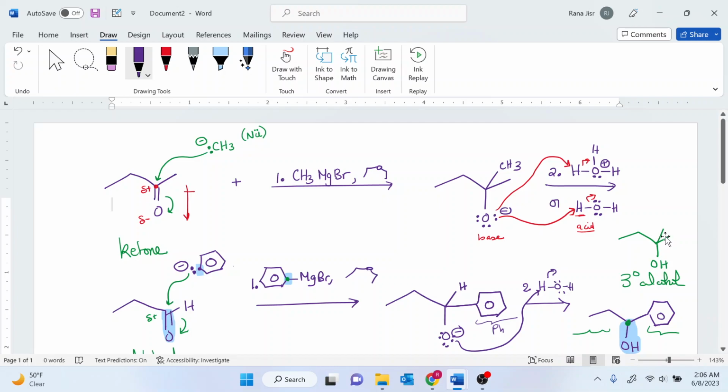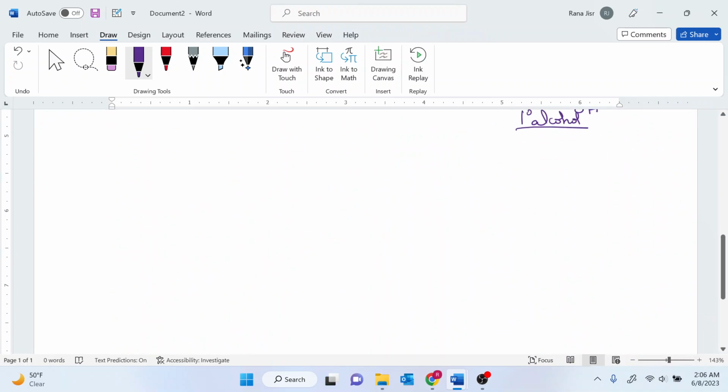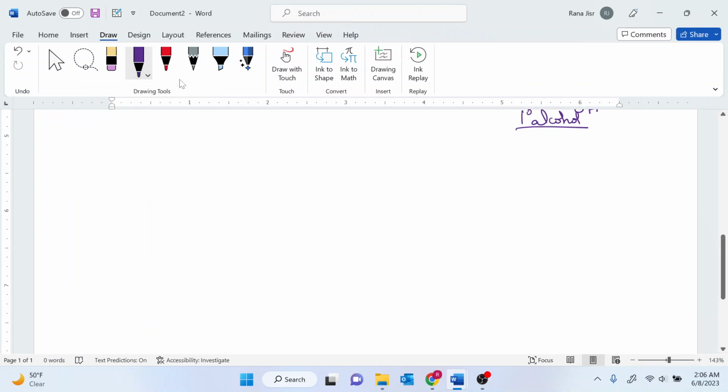Any of these two R's can be the R's of the ketone. There's another way of getting the tertiary alcohol, and that way is to start with an ester or an acidic chloride. So let's say we start with an ester, and we are reacting this with phenyl magnesium bromide in the presence of diethyl ether. This is the first step.